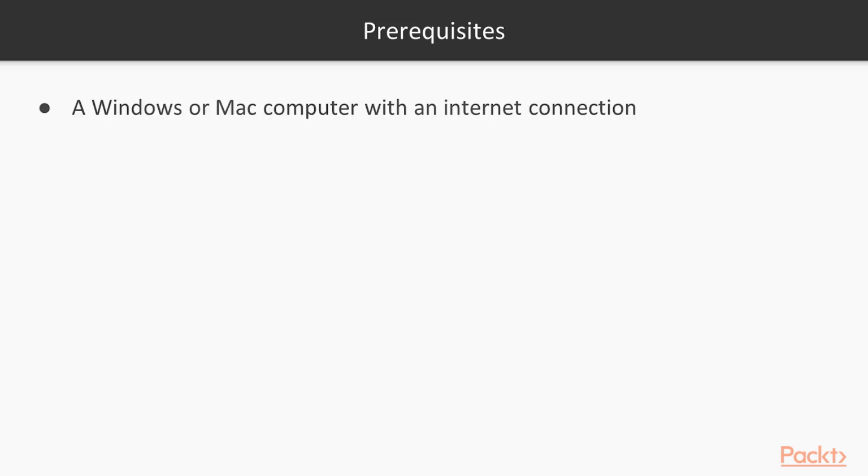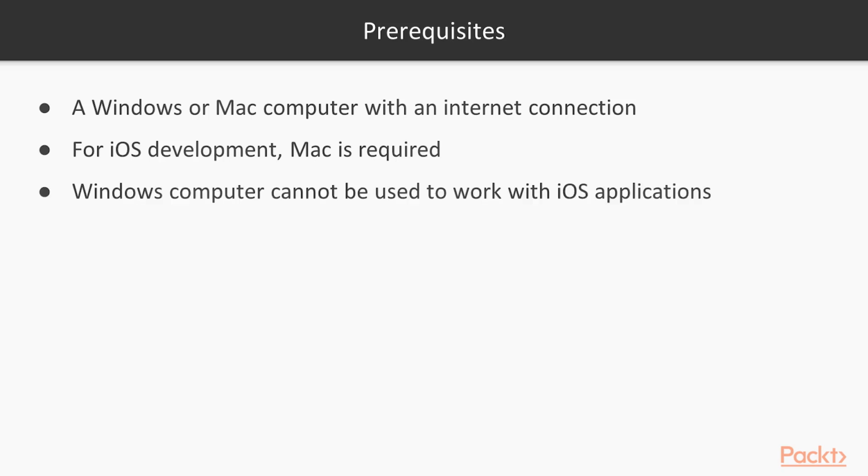Before we continue, here are the prerequisites for this course. For this course, you will need a Windows or Mac computer with an internet connection. To preview, compile, and submit your applications to the Apple Store, you will need to have a Mac computer. You cannot use a Windows computer to work with iOS applications. However, you can write the code on Windows and finish it on a Mac later.